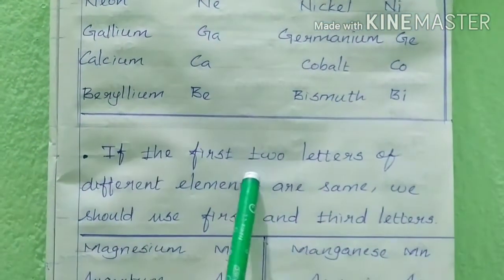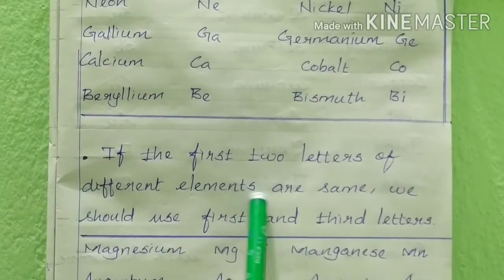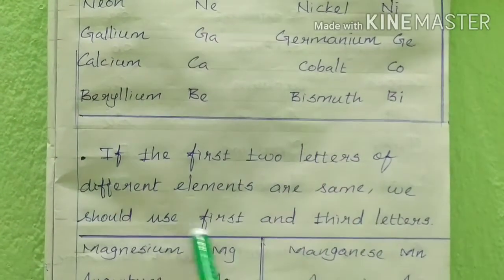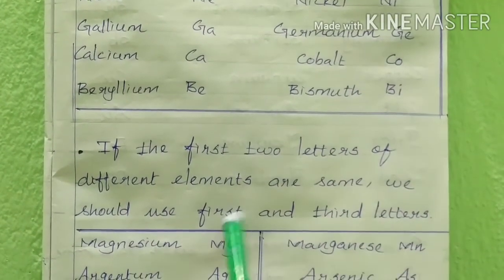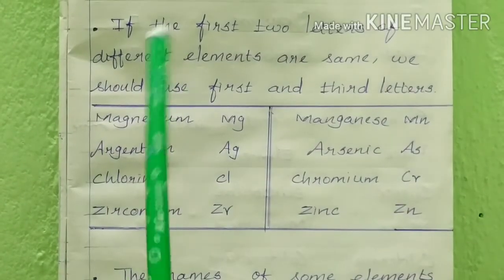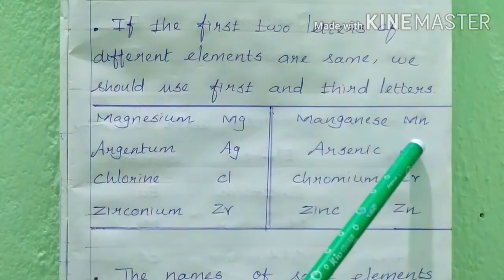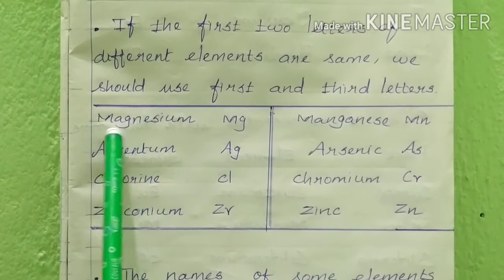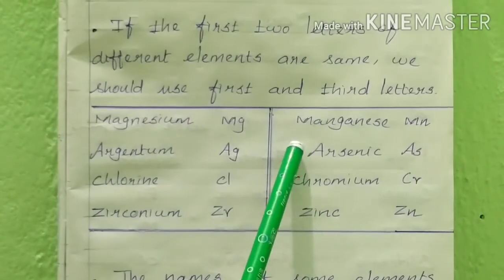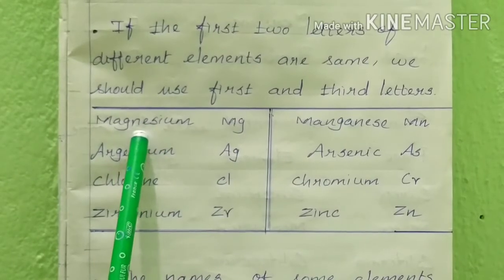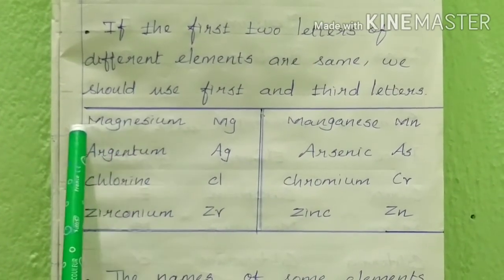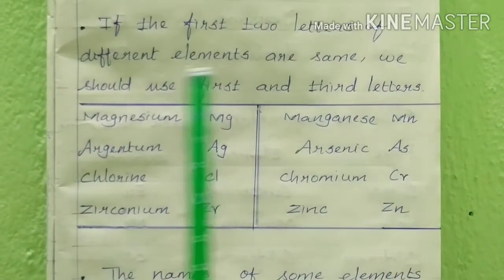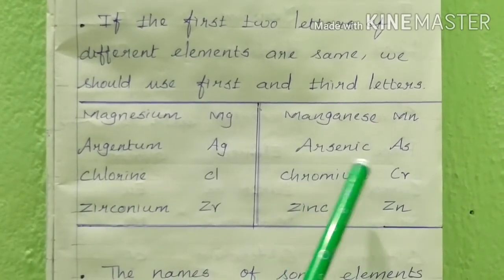Next rule: if the first two letters of different elements are the same, what shall we do? In this case, we should use the first and third letters. Shall we see some examples? Magnesium Mg, manganese Mn. Note the names of these two elements: the first and second letters are the same, that is M and A. So we should take the first and third letters to denote the symbols. The symbol of magnesium is M and G, and the symbol of manganese is M and N, so Mn.